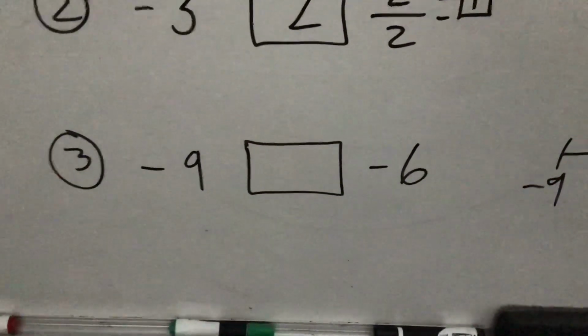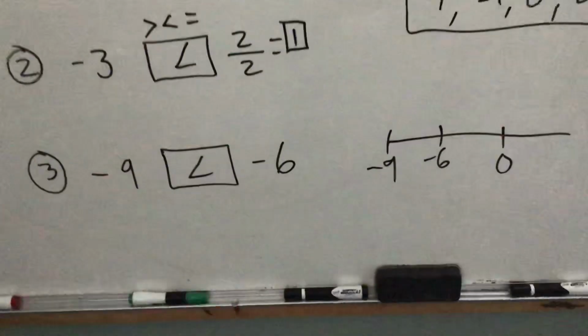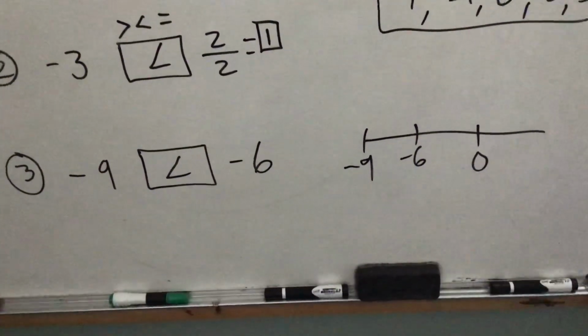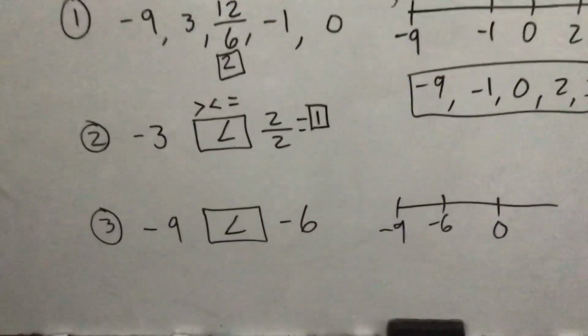-9 is going to be less than -6 because -9 is the farthest from 0. -6 is the closest to 0, so -6 is the biggest out of the two. Alrighty, thank you.